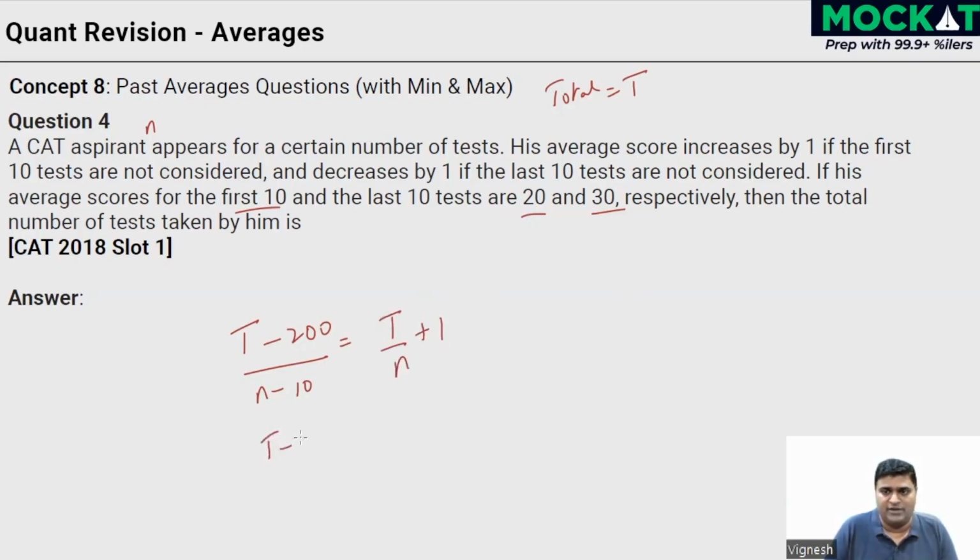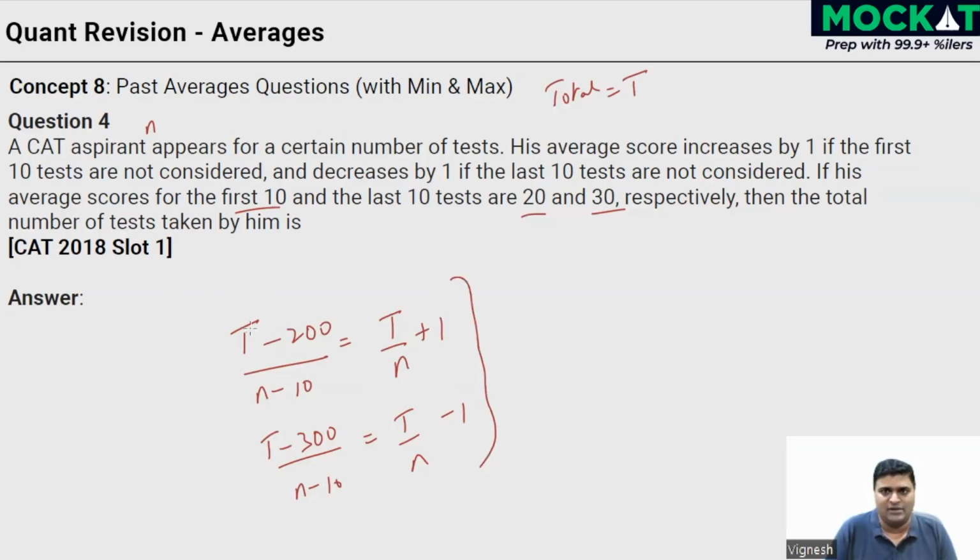Now, what if it's T minus 300? If I'm removing the last 10 tests where the average was 30, and dividing by n minus 10, then what is happening to the average? The average is decreasing by 1 if the last 10 tests were removed. That's it. From these two, what we need to find is the total number of tests taken. n is what we have to find.